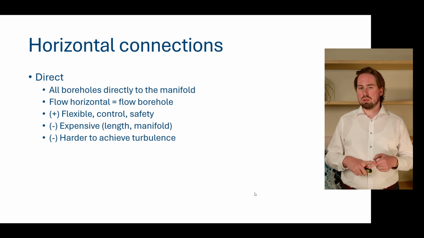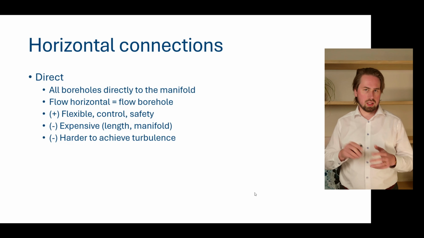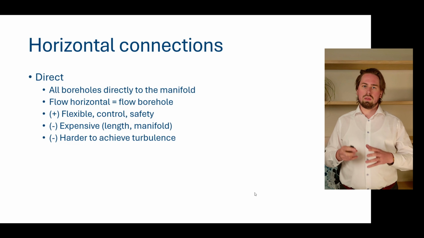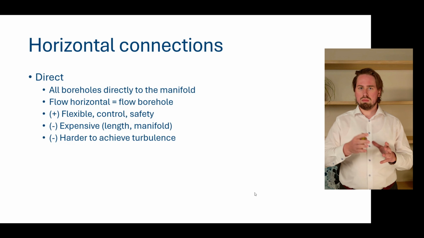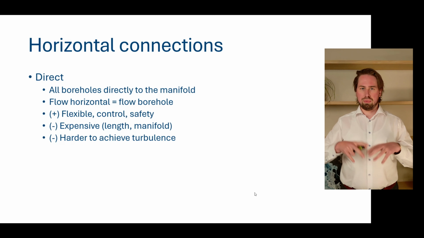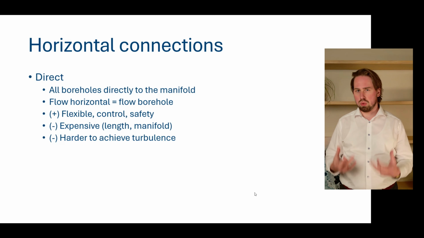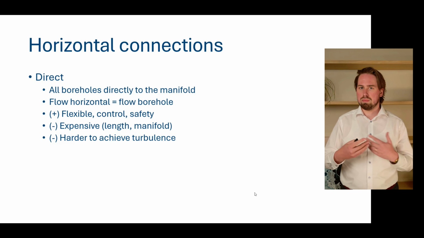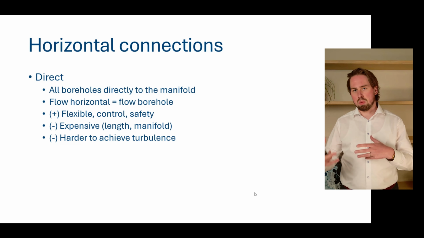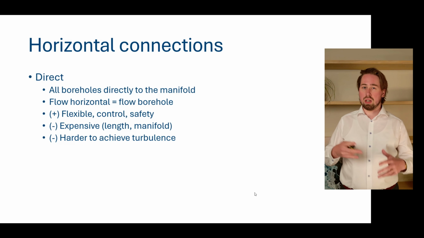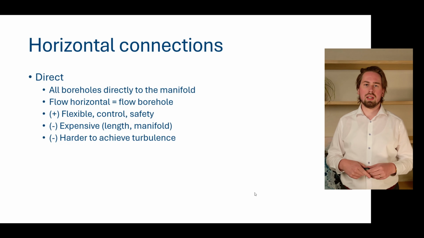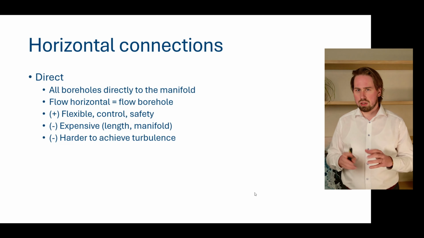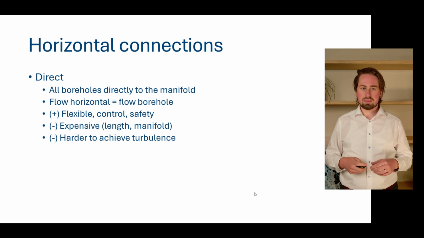It's also harder to achieve turbulence. That's actually the case for the coming 2 options as well. Since every borehole is connected individually, our flow is divided by the number of boreholes, giving you the lowest potential flow rates. If you're working with W tubes, for example, it can be harder to achieve turbulence, as we will see later in this chapter. So that's the direct connection, or the direct coupling.